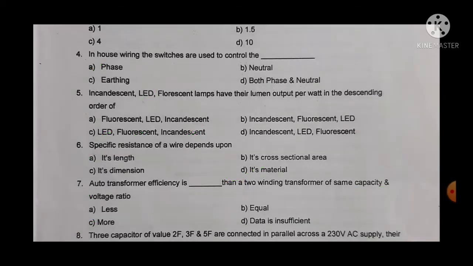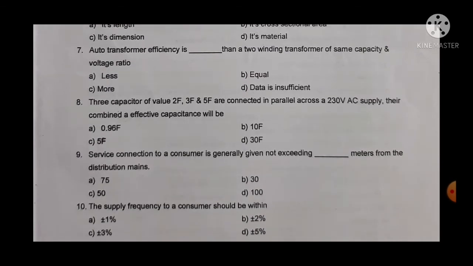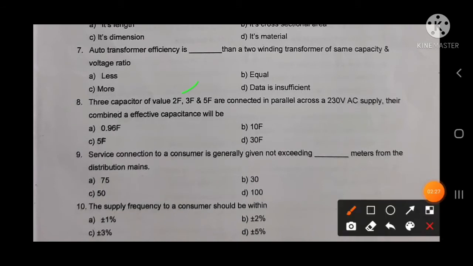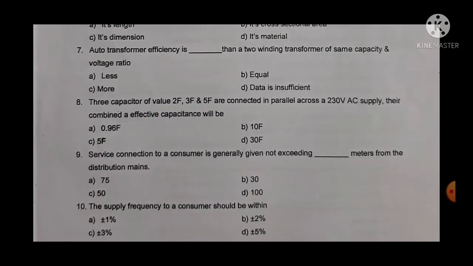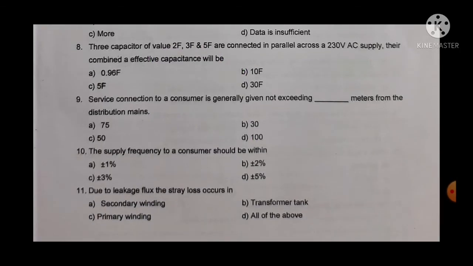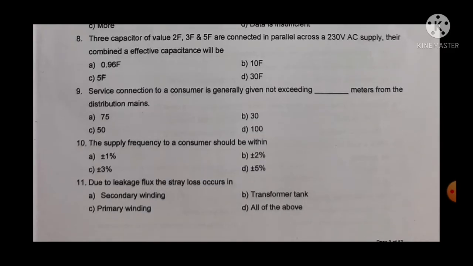All of you know it. Three capacitors of value 2 farad, 3 farad, 5 farad are connected in parallel. Their combined effective capacitance: simply add these three values and you will get 10 farad. Service connection to a consumer is generally given not exceeding 100 meters from the distribution mains. This is not the exact answer, but you can say so, because a service connection can be given at around 1 kilometer.